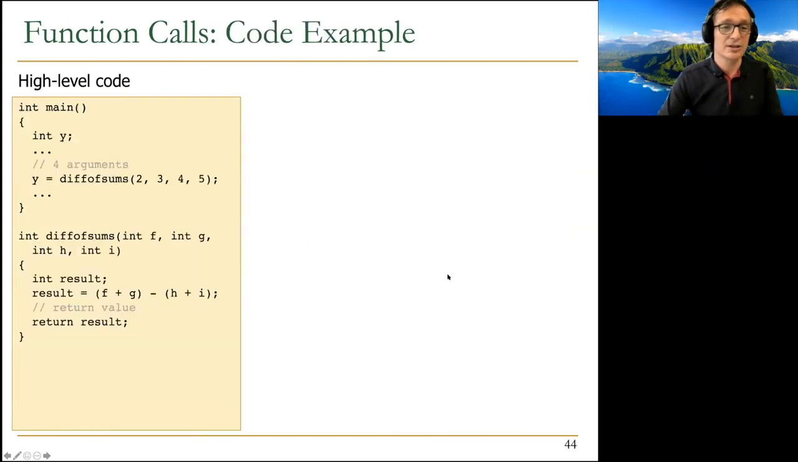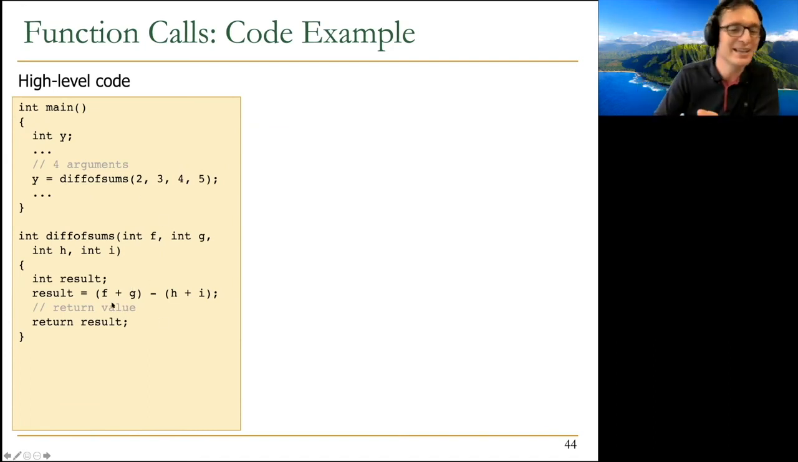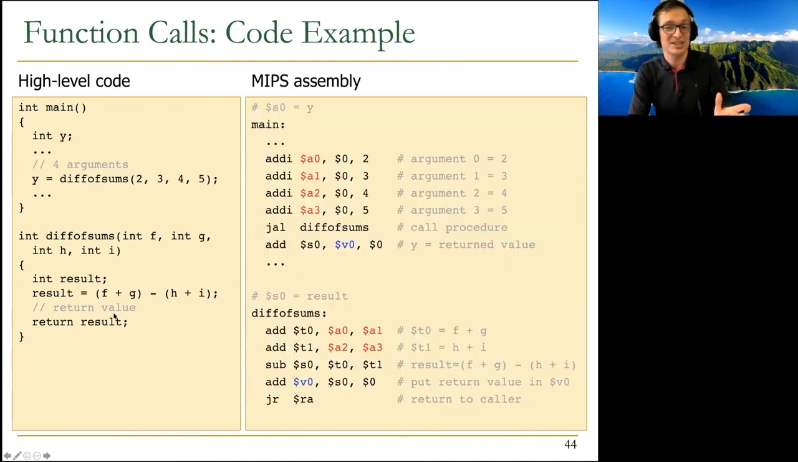Okay, so let's take a look at the high-level code over here. Let's look at a little bit more complicated example. So here, we're looking at a function called diff of sums. It does something. Don't worry about it. But you can see what it does, basically. It adds f plus g and subtracts it from 8 plus I. And then it basically returns the result, right? So now this is a little bit more sophisticated function.